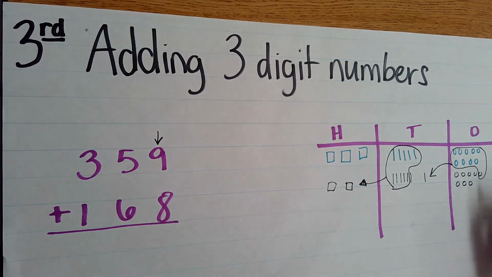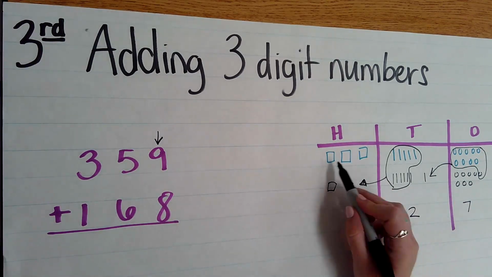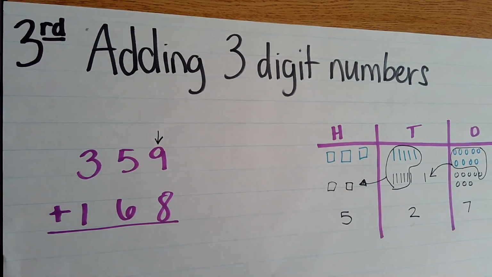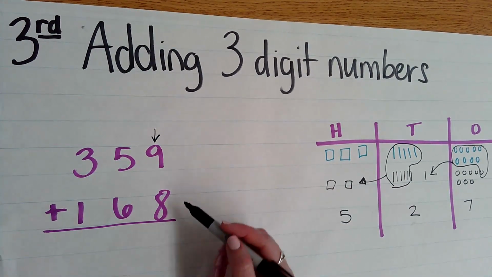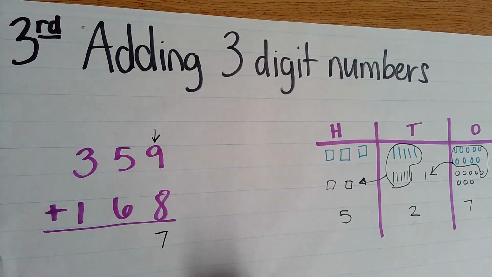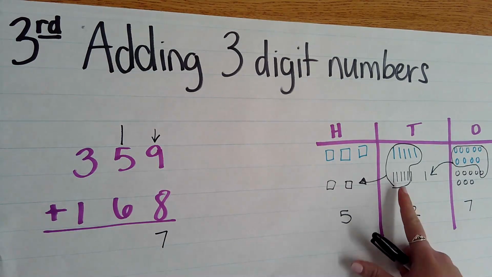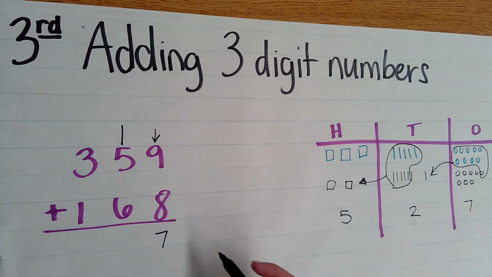Now if I look back to see what I have left, I have 1, 2, 3, 4, 5, 6, 7 in the ones, 2 in the 10s, and 5 in the hundreds. Now if I go over here to my addition, I have 9 plus 8, which is 17. I put my 7 down and I made a new 10. Right here is that new 10 that I traded over at my base 10 pieces.